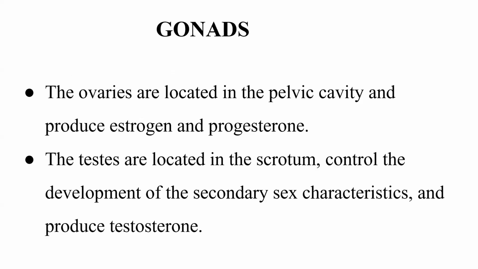Now, the gonads. For gonads, you're talking about the testes and the ovaries. The ovaries are located in the pelvic cavity and produce estrogen and progesterone, while the testes are located in the scrotum, control the development of secondary sex characteristics and produce testosterone.